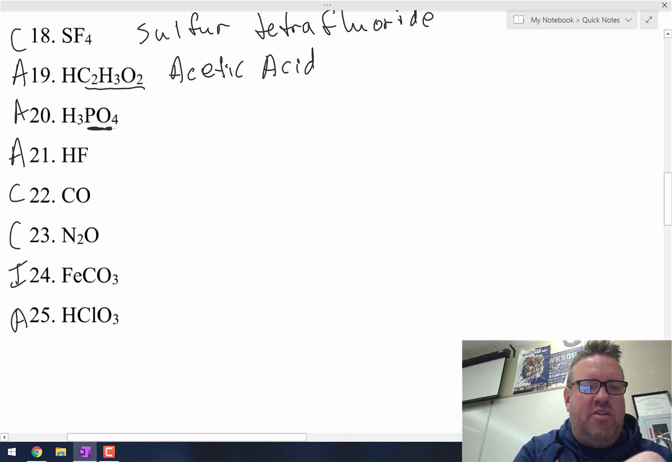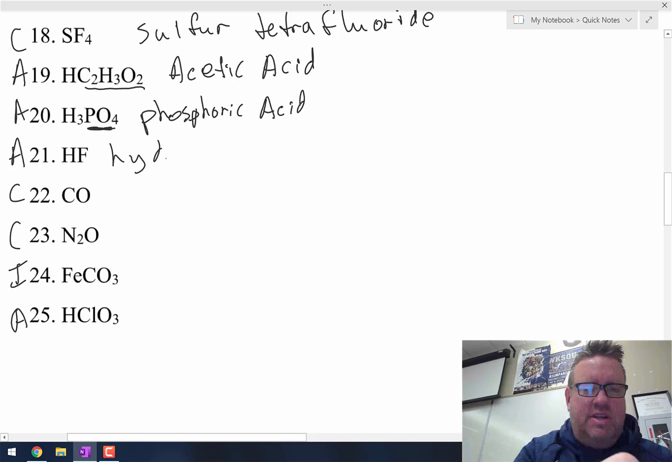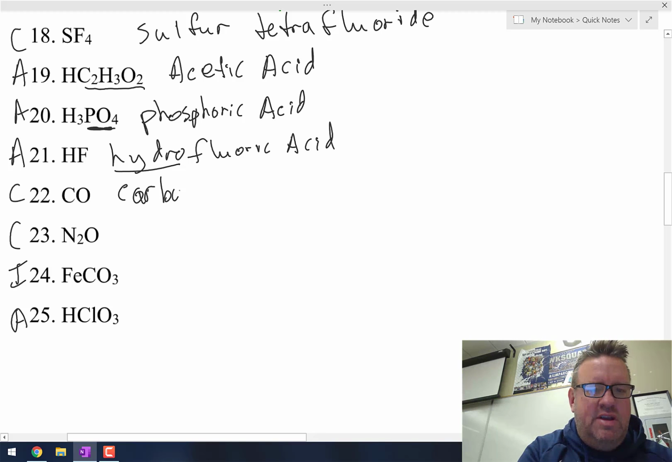H3PO4, this is called phosphate. So this is phosphoric acid. And now we don't have the oxygen there. So this is, again, hydro in the front, fluoric acid.